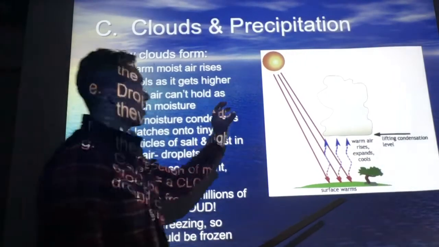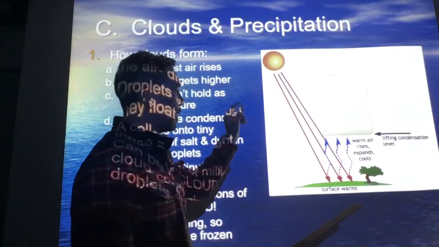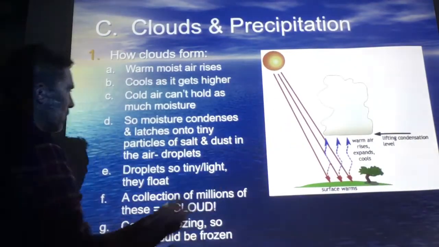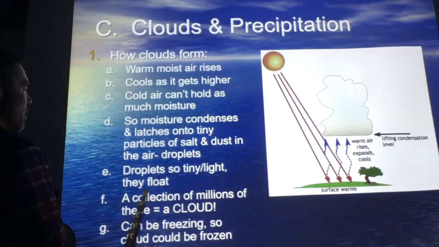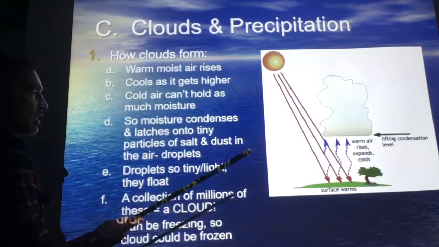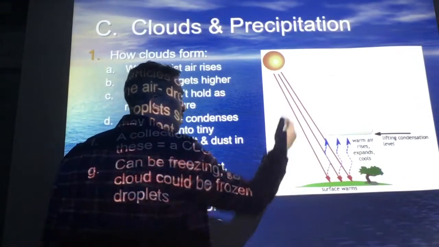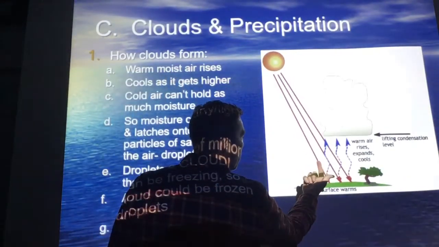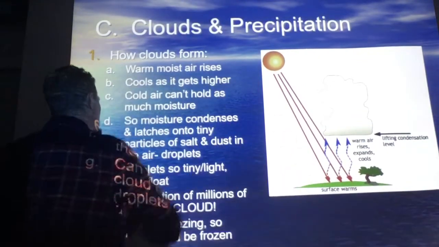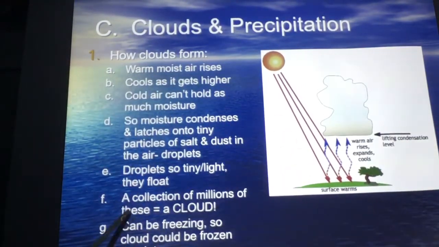So they don't just condense on each other, they find little pieces of dust or things in the air, and there's so much of that you don't even realize. You breathe it in all the time, but it doesn't affect you. Droplets are so tiny and light that they float, especially since warm air is always rising. It's almost like you always have one of those hair dryers pointing up, keeping those clouds up. A collection of millions of these is called a cloud. They can be freezing, so sometimes these clouds could be frozen little droplets.